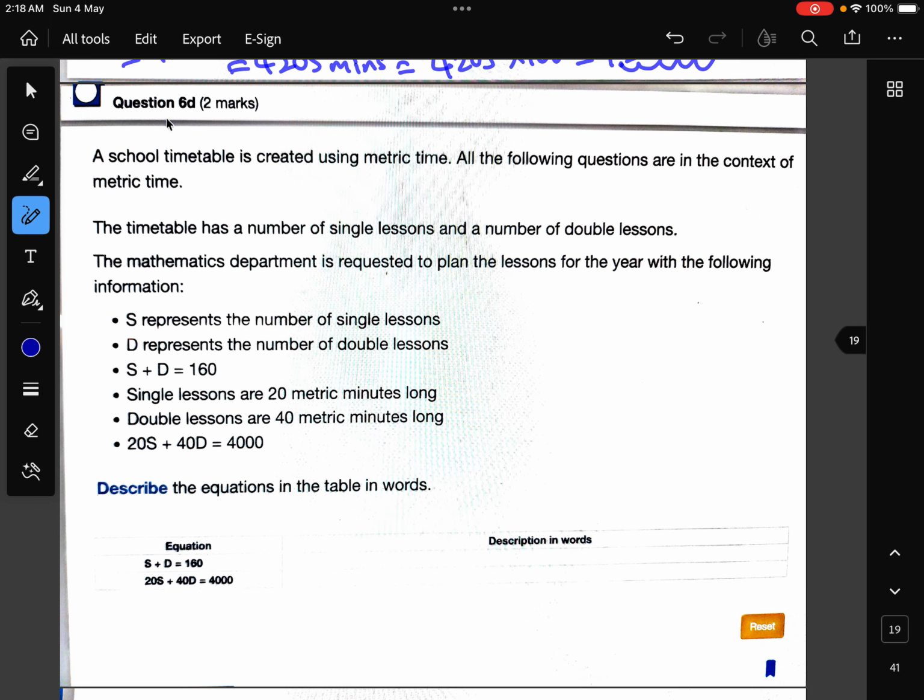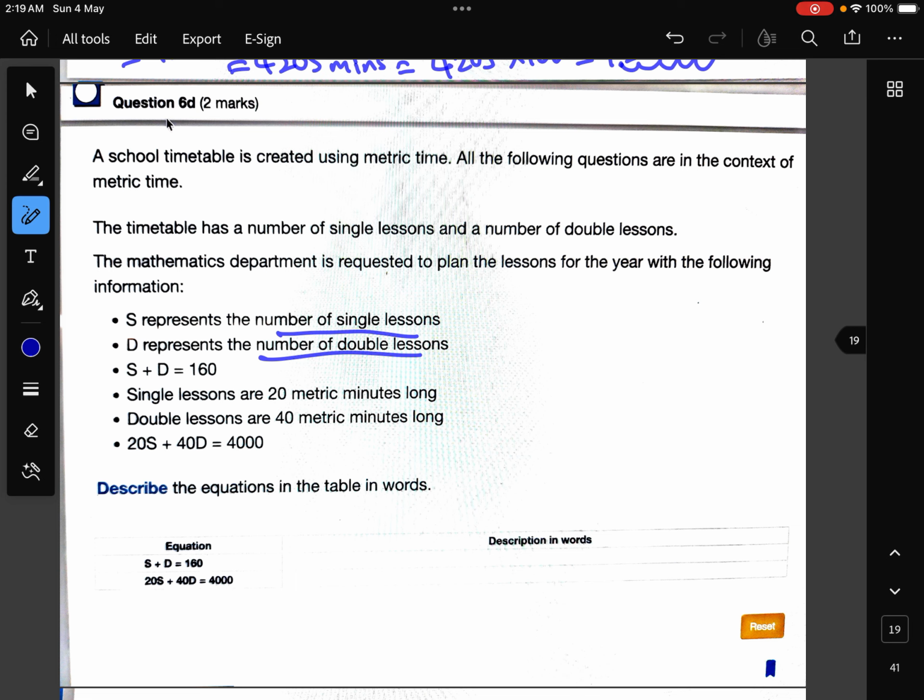Moving on to question 60. This is again, this is all about simultaneous equations, and so they basically told you the definition of some of the variables that's being used here. Please do have a look, but just to really simply looking at the question, at least for the first part, is to convert the equations into words. So it says, what is s plus d equal to 160? What does this actually mean in words? So if we are looking at the number of single sessions, which is represented by s, and the number of double lessons for the maths department, that is represented by d.